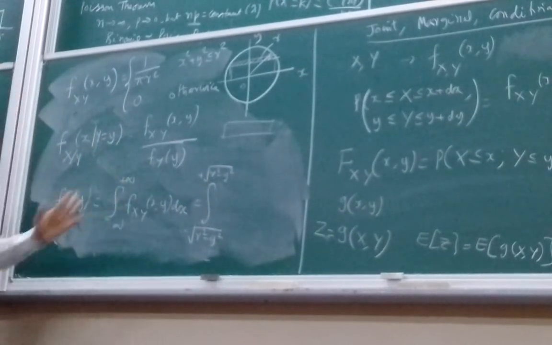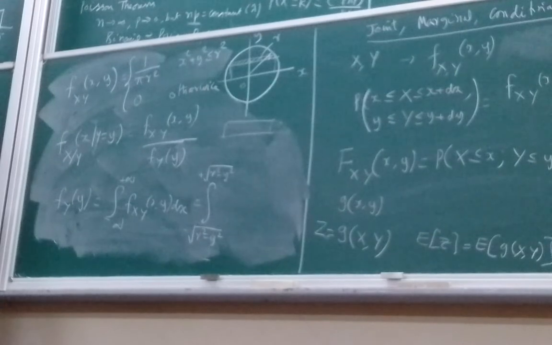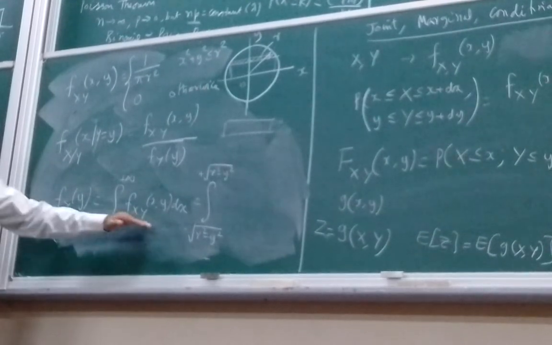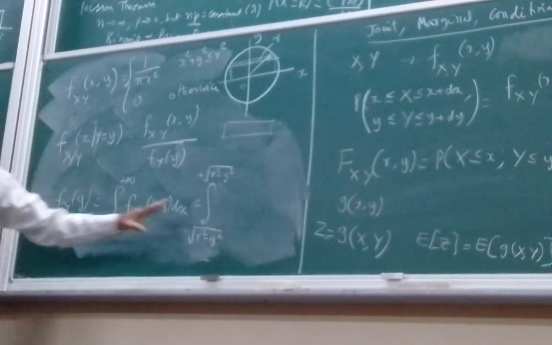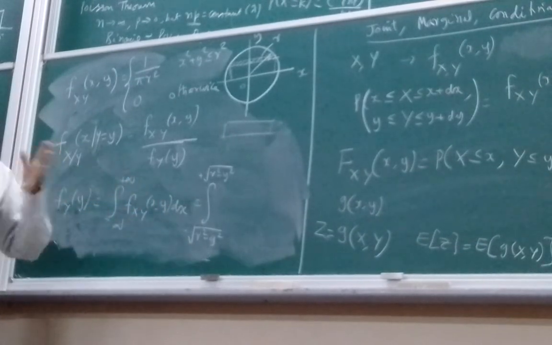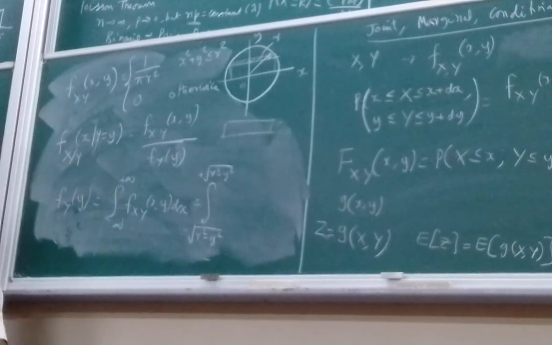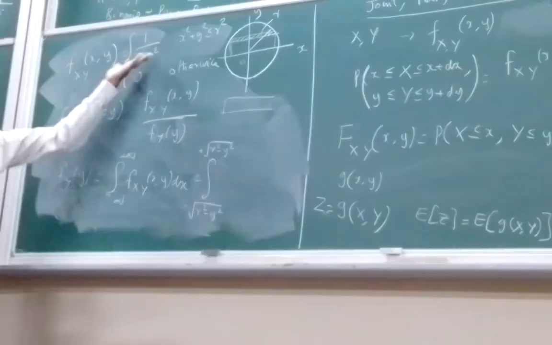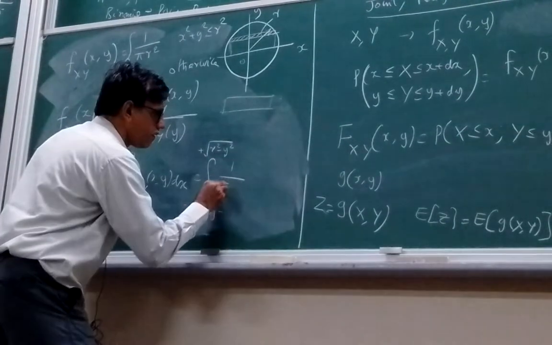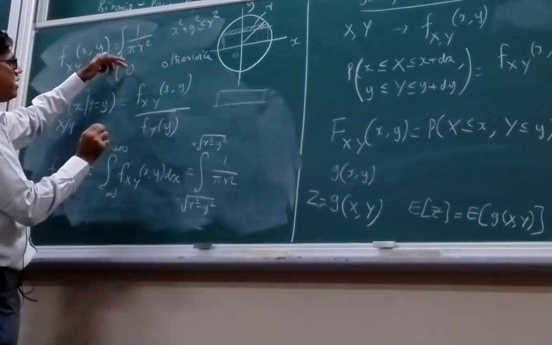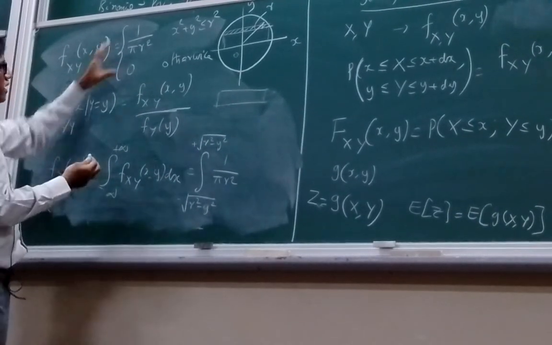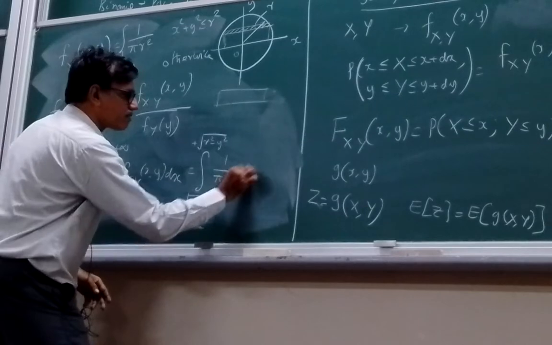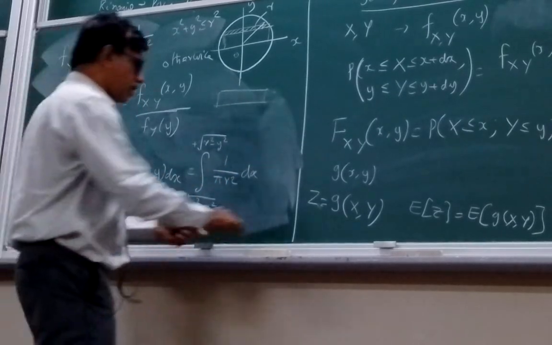This integral outside it is 0, and f of x, y, this is the range over which the actual integration will take place, and the density function I have to put, which is constant, which is 1 over pi r squared. So wherever it's 0 I am not even integrating. In this one it's pi r squared into dx. That's all.